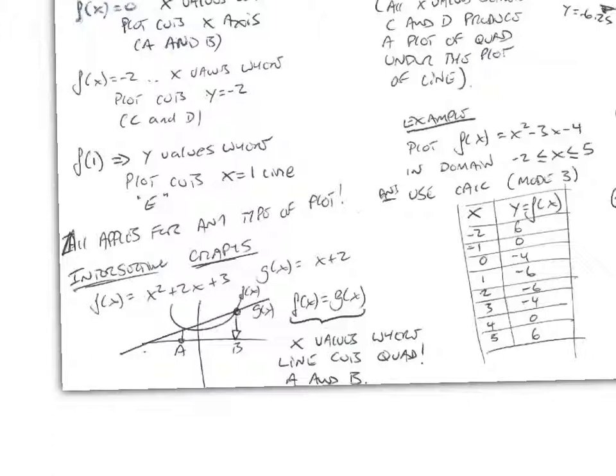Where do graphs intersect? Okay, we plot a graph, quadratic, x squared plus 2x plus 3, that's a parabola, that's this shape. Here's a line, g of x equals x plus 2, we plot that. Where does f of x, where does the quadratic equal the line? Where is f of x equals g of x? So it's the x values where the line cuts the quadratic. So if we strike our line through, it cuts the quadratic at A, that's one x value, and at B, that's another x value.